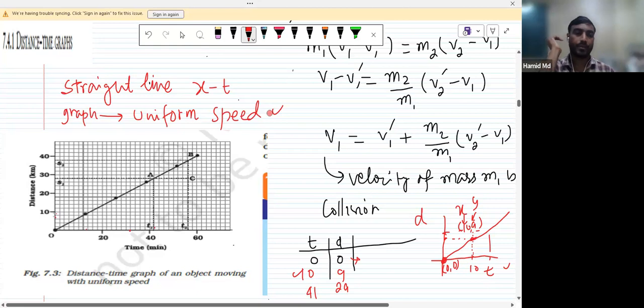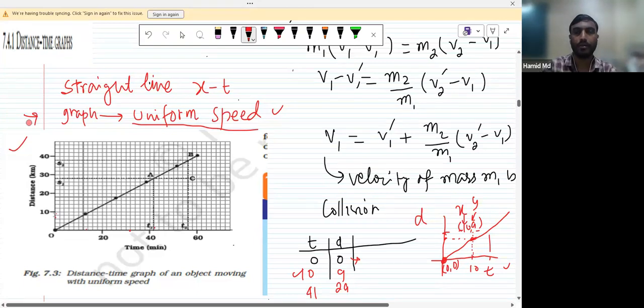Yes, sir, clear. Okay. What about non-uniform speed? For the uniform speed, you have to put this graph, right? Give the heading, subheading, uniform speed, and make the straight line graph, right? Clear?